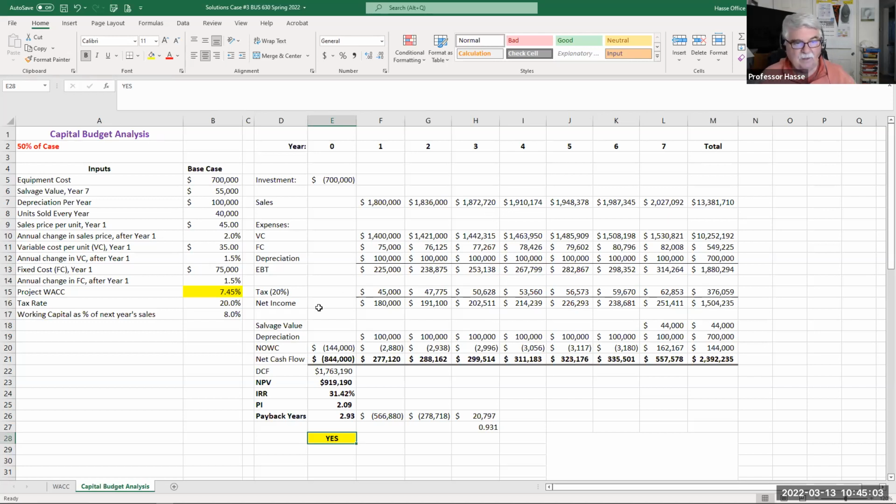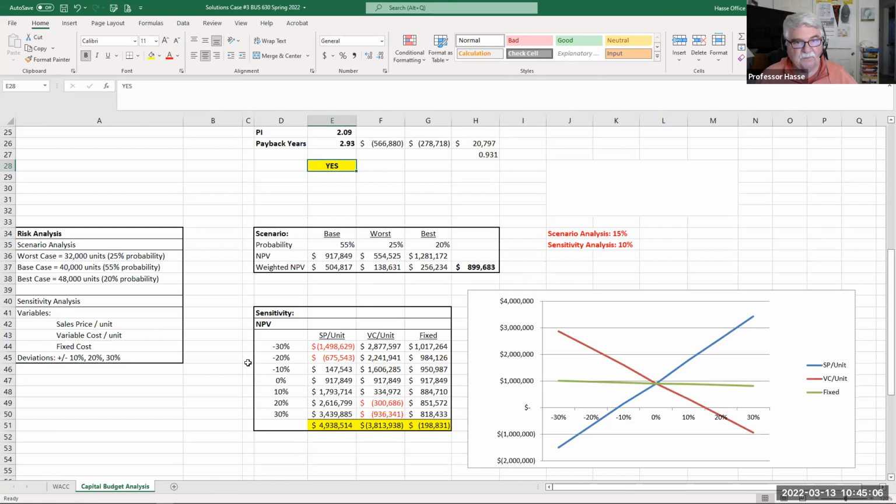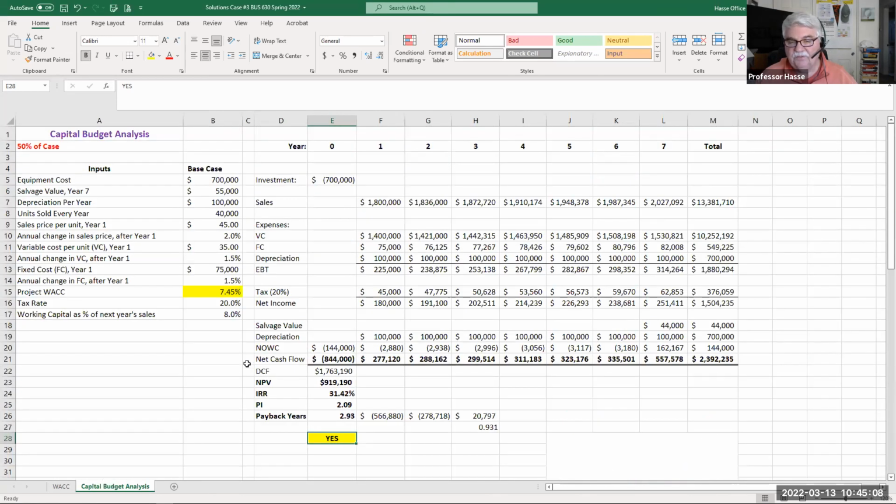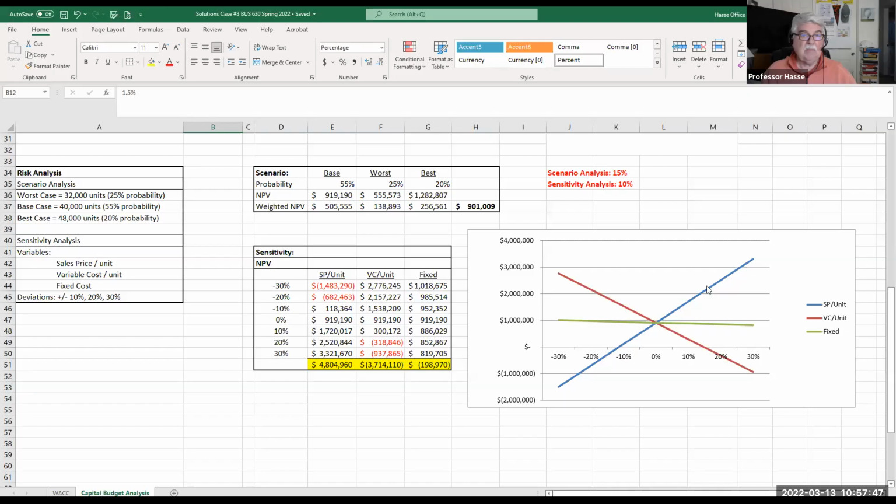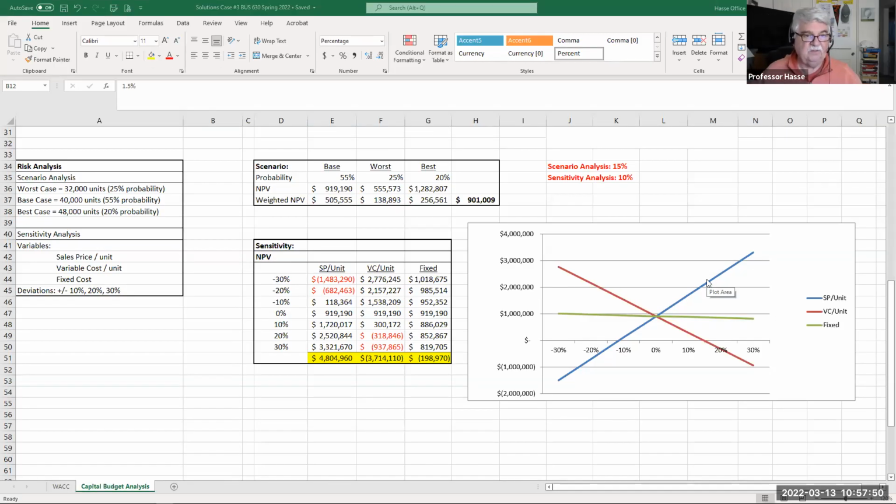Pretty impressive. Now we do a risk analysis of this. The risk analysis would be a determination based on output and based on sensitivity variables. Let's take a look at that. So remember, the risk analysis is taking a look at scenario, which is a change in output of units on a yearly basis and the probability of that occurring. And the sensitivity analysis is taking a look at some indicated variables and how they change specifically as a percent of deviation and how that affects the net present value. And all you do is change those individual units one at a time.